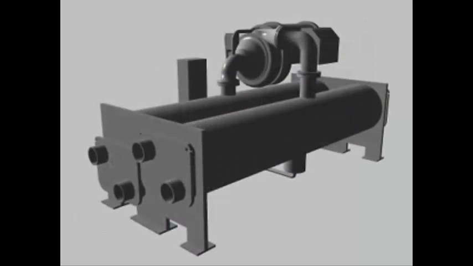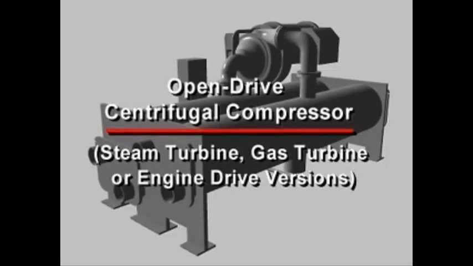Centrifugal compressors are usually driven by hermetic electric motors. However, open-drive centrifugal compressors are also available for applications using steam turbine, gas turbine, or engine drives. The impeller is a rotating circular disc with curved blades that is driven at high speed by the electric motor.